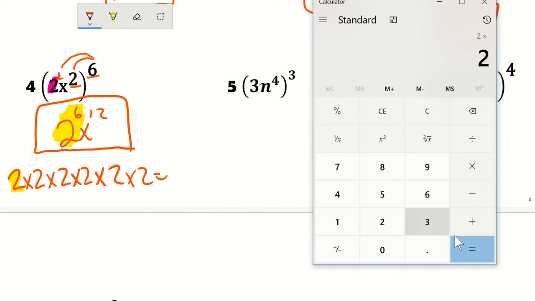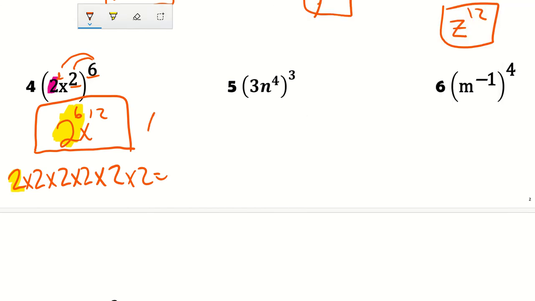2 times 2 is 4, times 2 is 8, times 2 is 16, times 2 is 32, times 2 is 64. So I think we did 6 right there. So this one should be 64x to the 12th power.